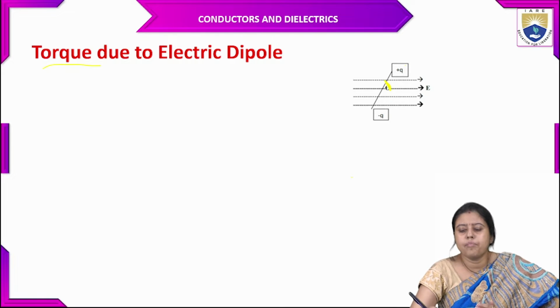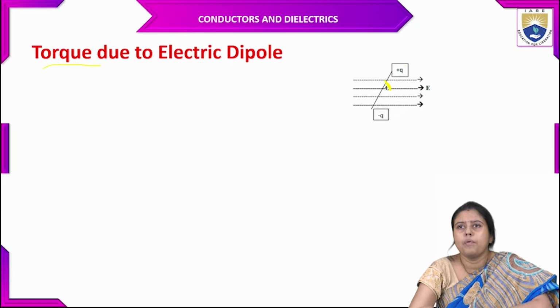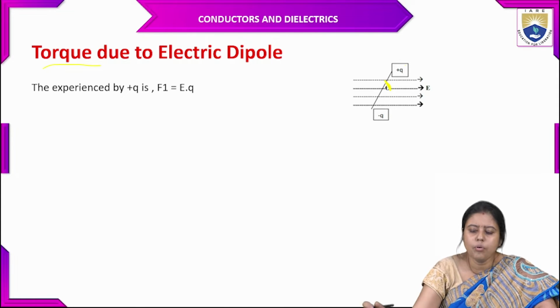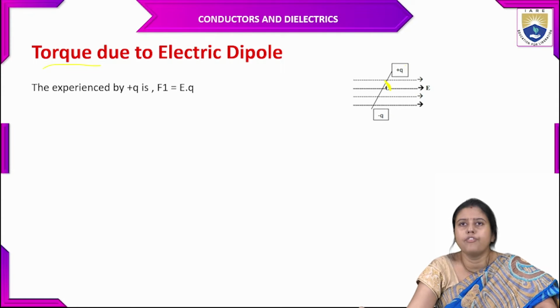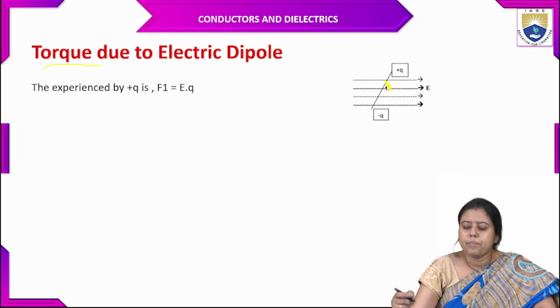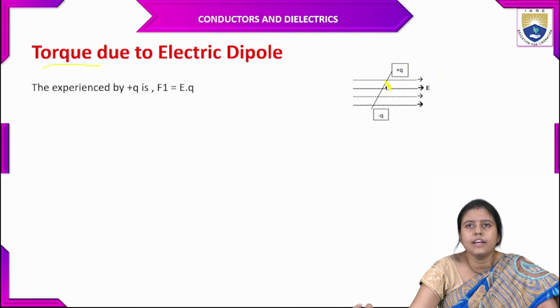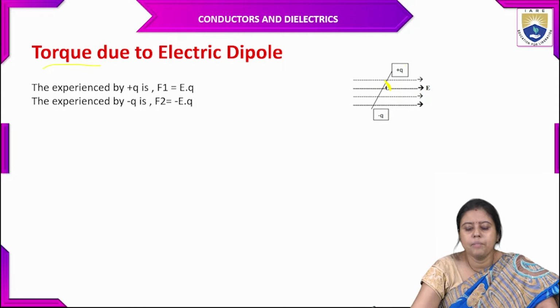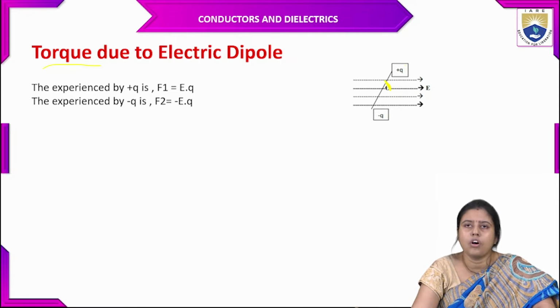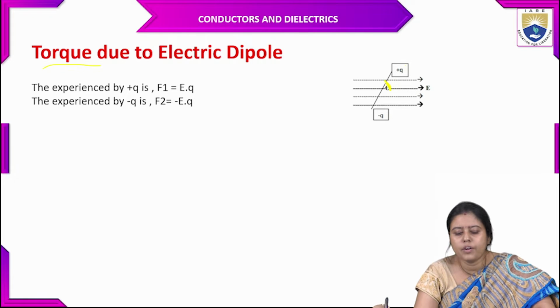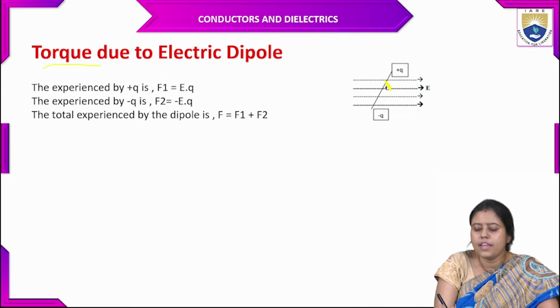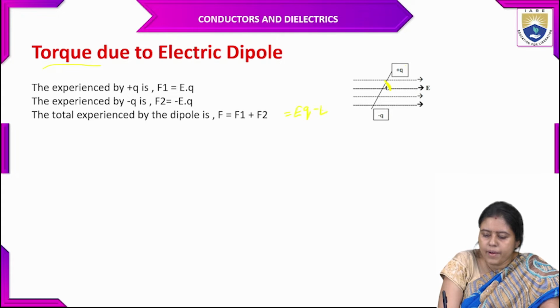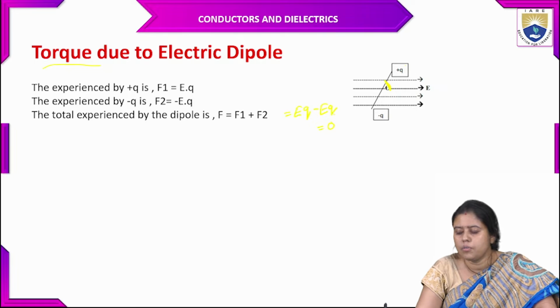So this dipole moment will tend to be parallel to the E. The plus Q, as we know, if any charge is in the electric field, will experience some force. And what is the value of the force? The plus Q will feel a force of E into Q. Similarly, minus Q will also feel a force of minus E into Q. So what will be the total force? Total force will be F1 plus F2 is equal to EQ minus EQ is equal to 0.